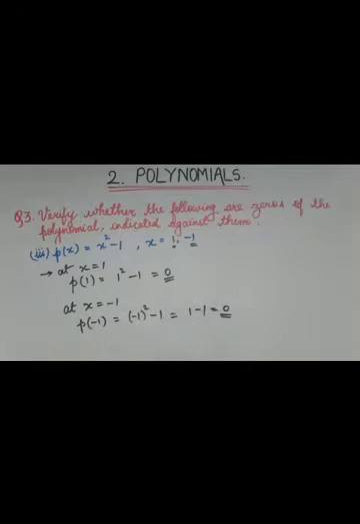So yes, even minus 1 is a 0 for the given polynomial. So same way, right, how we were writing. Therefore, x equals 1 comma minus 1 are zeros of P of x equal to x square minus 1. Okay. Now let us move to the next question.